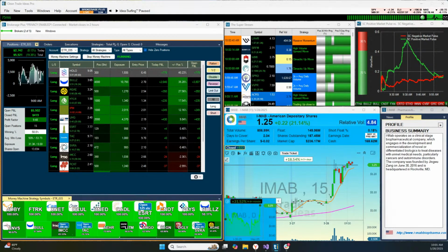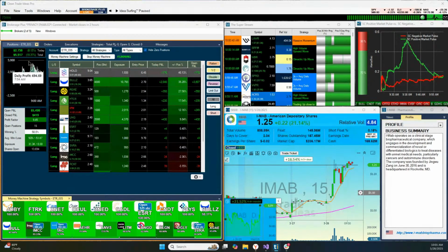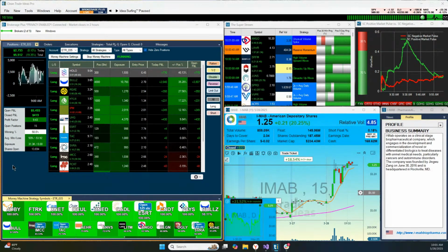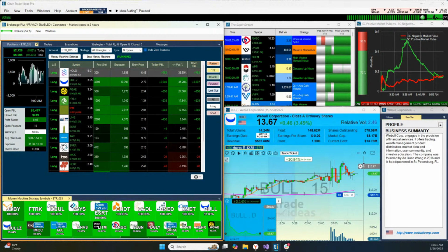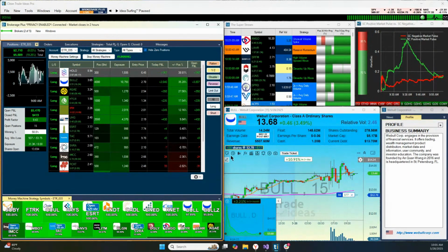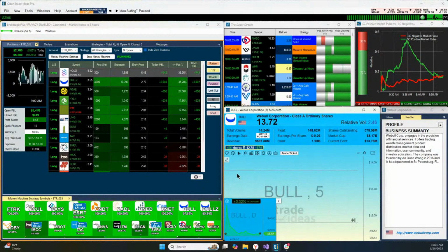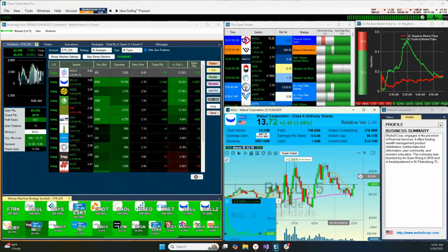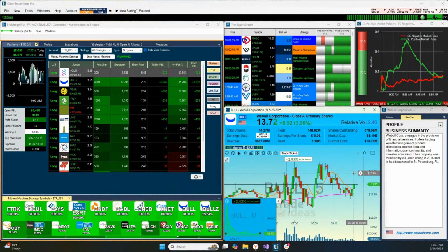Man, I love being in this sort of game where I can be up 20% in a day. Woo! Bulls coming in. So it's had a pullback, but it's doing what it's doing.